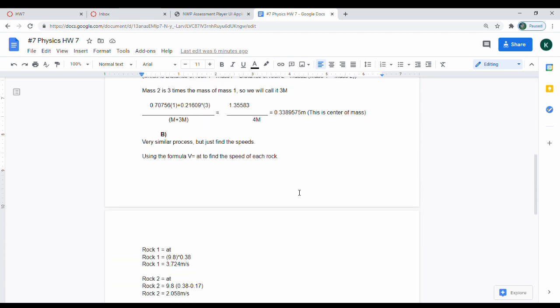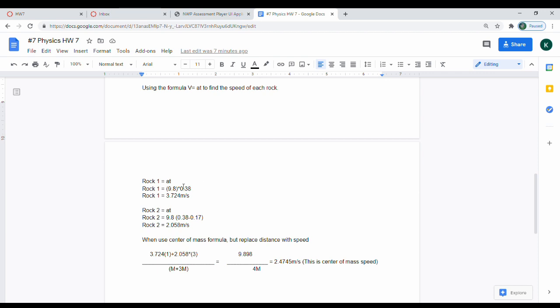Relatively simple. And then for B, it's very, very similar, but instead of distance, you use speed. So to find speed, we just use acceleration times time. For rock 1, its speed is 9.8 times the time, which in my case is 0.38 seconds, or 380 milliseconds. For rock 2, it's 380 minus 170, which is 210 milliseconds, or 0.21 seconds, times gravity, and that gets the speed of the second rock.